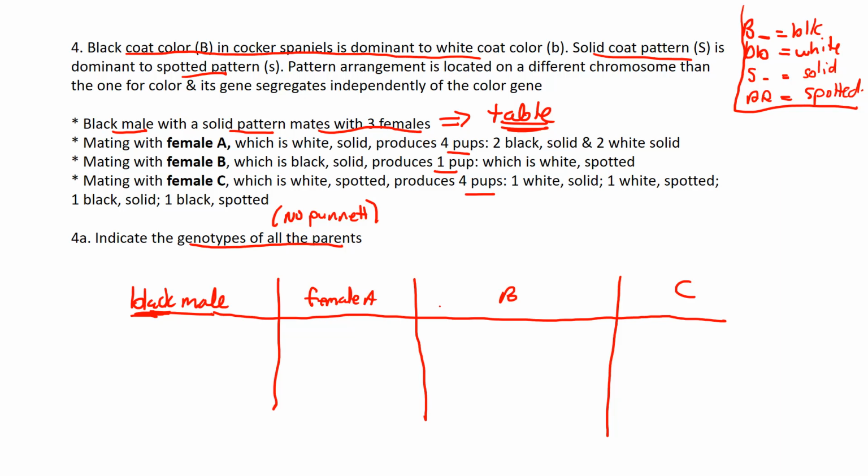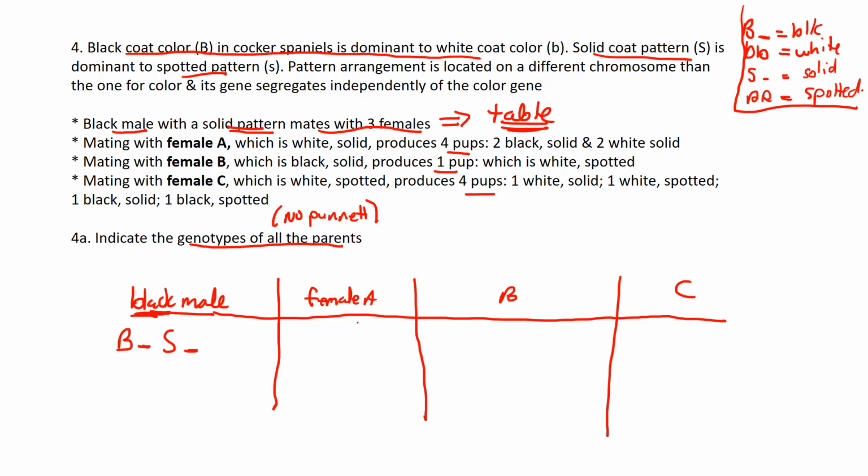Okay, so what do we know about the black male? The black male is black. So if he's black, he has to have a capital B. We don't know the other allele. Okay, he could be homo black or hetero black. We don't know. And he's solid pattern. So if he's solid, go back and look at our legend. He must have a capital S, but we don't know what his other allele is. Again, we don't know if he's homo, capital S, or if he's heterosolid, capital S, little s. So that's all we actually know about the black male dog here.